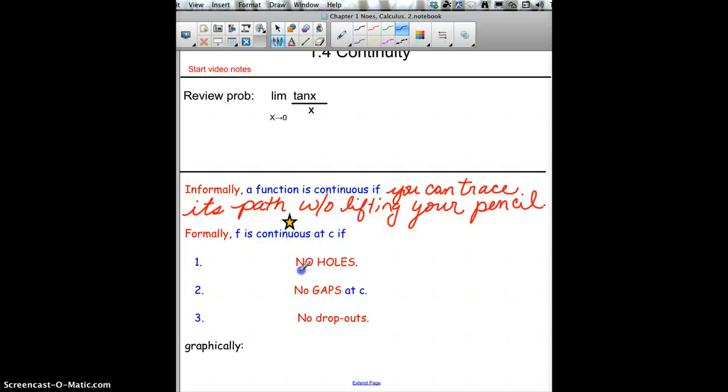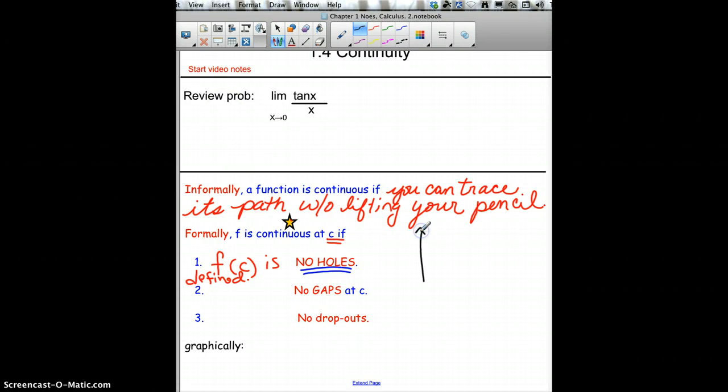And informally, what causes us to not have to lift our pencil is that there are no holes in the graph. Well, what does that mean in terms of the function itself? And notice I'm saying at c, which means c is some constant that we're approaching from both sides. So I would say that the function is continuous if there's no holes. Well, really what that means is when I take the function's value at c, it's defined. Or we could say f of c exists or is defined. All right? It means there's a solid filled-in dot there. That's not enough, though. Just to have it filled in, that's not enough.